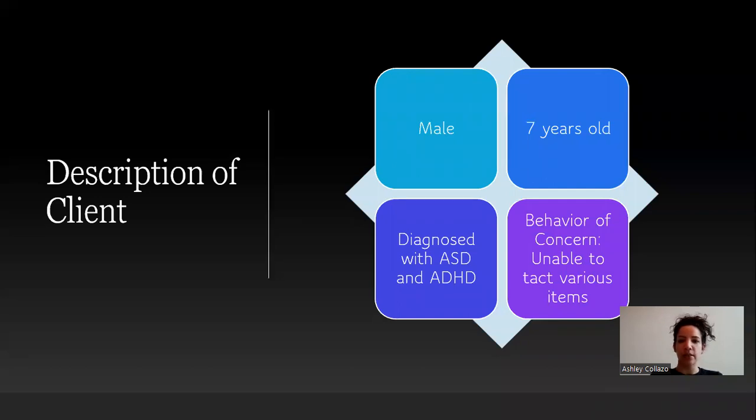So the client that I will be discussing is a male. He is 7 years old. He was diagnosed with both autism spectrum disorder and attention deficit hyperactivity disorder. His behavior of concern that we'll be discussing is his inability to tact various items.